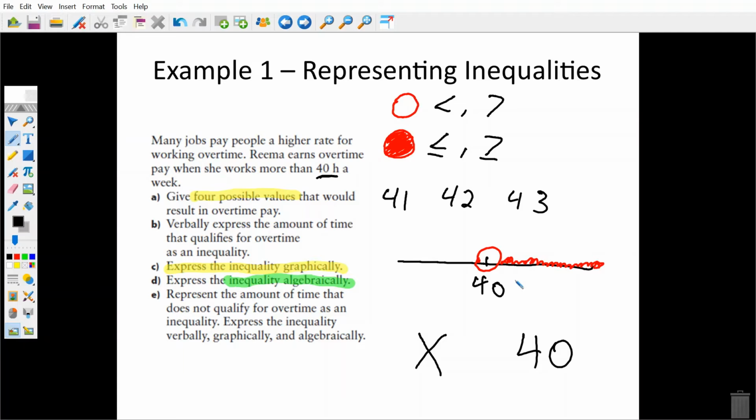She has to work more than 40 hours. So we're going to make the x has to be greater than 40. It'll go like that. We've already discussed that it's not equal to, because she has to work more than 40 hours, not equal to. So the answer would be x is greater than 40. Next question.